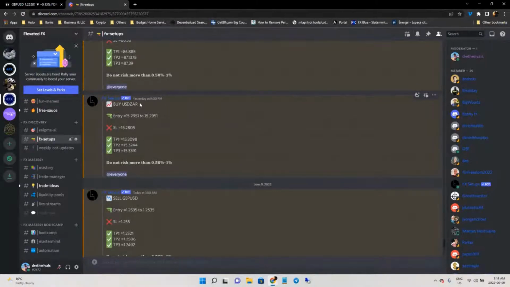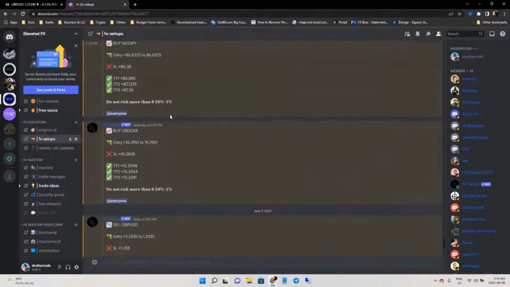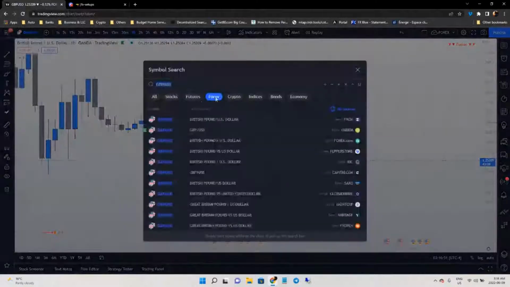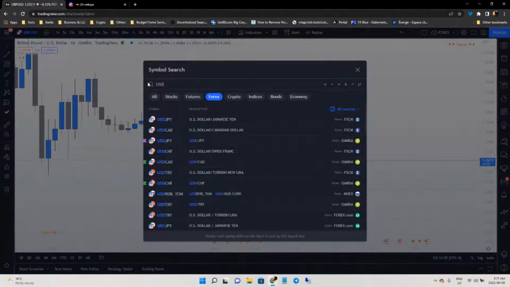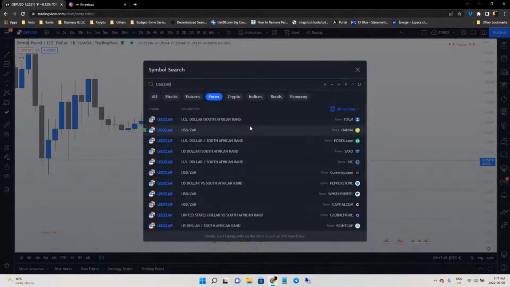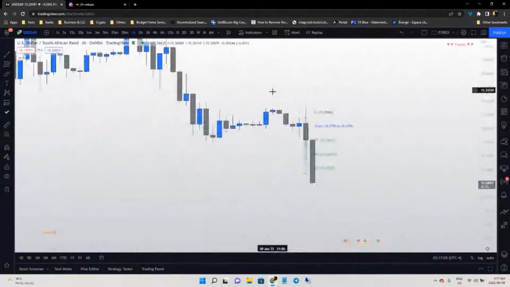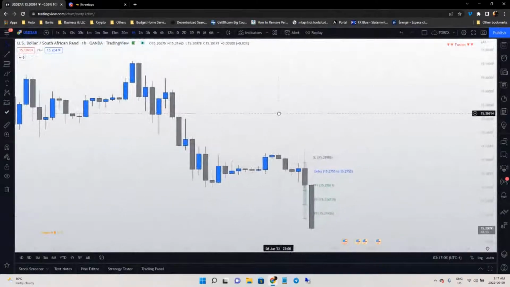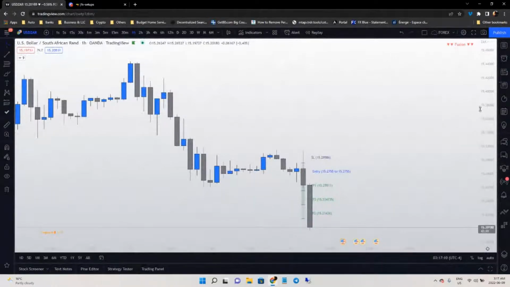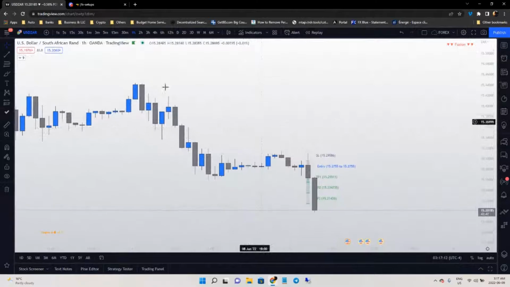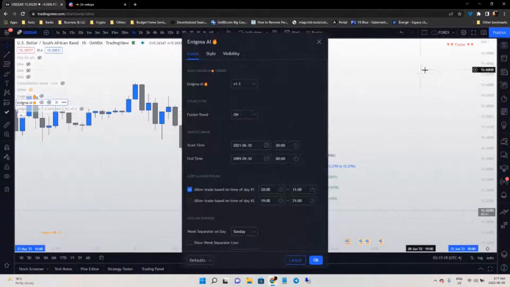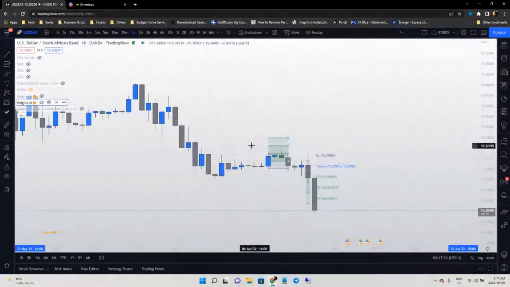Now you had the USD ZAR for a buy from last night at 9. We're just going to look at it again. You had it as a buy here, and based on Fusion, it was still going down. So I'm just going to remove Fusion so you could see the setup.